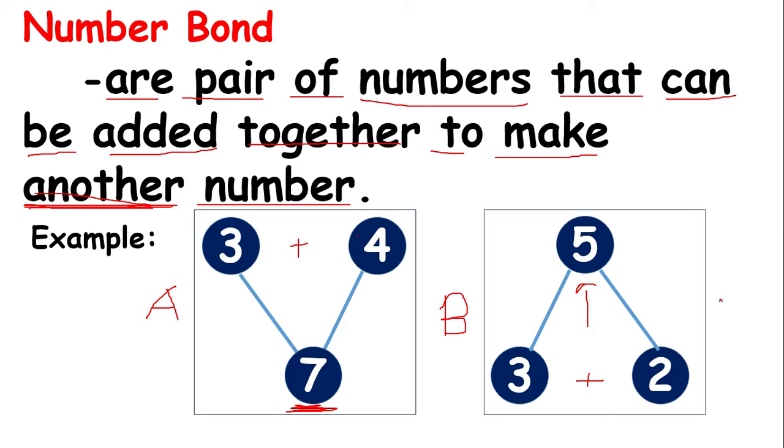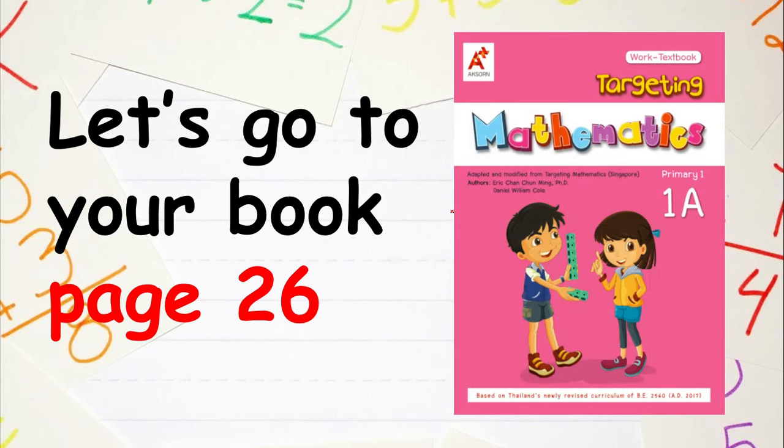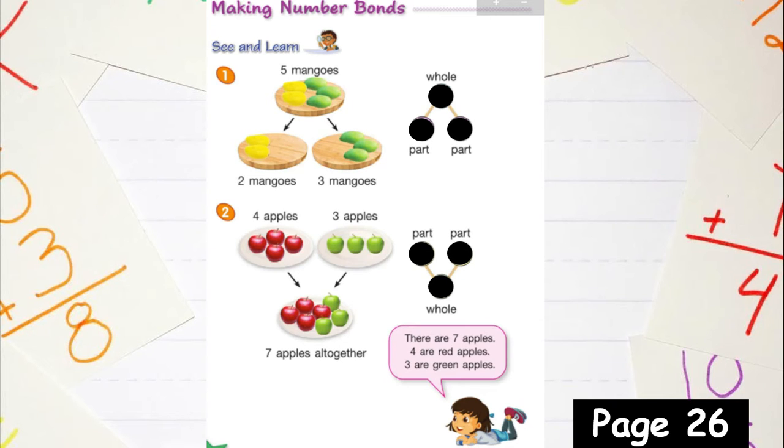Did you understand number bonds? A pair of numbers that, if you add them together, will make another number. Let's take a look at an example. Let's go to your book, page 26. In this part, let's try to answer this one.